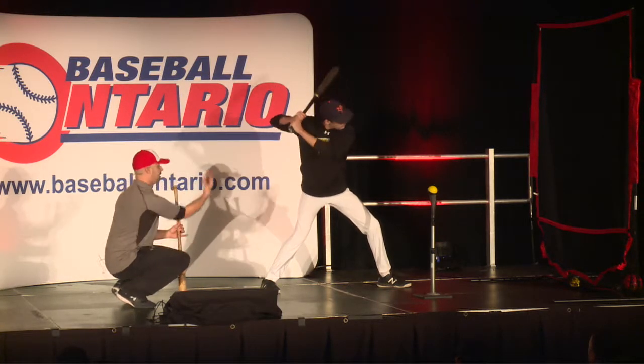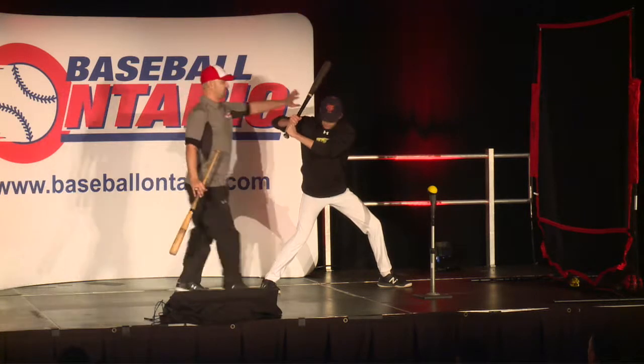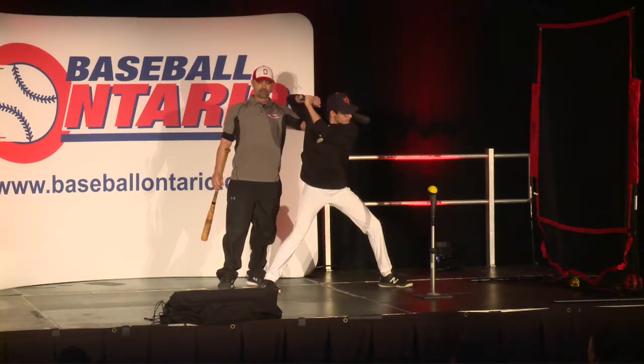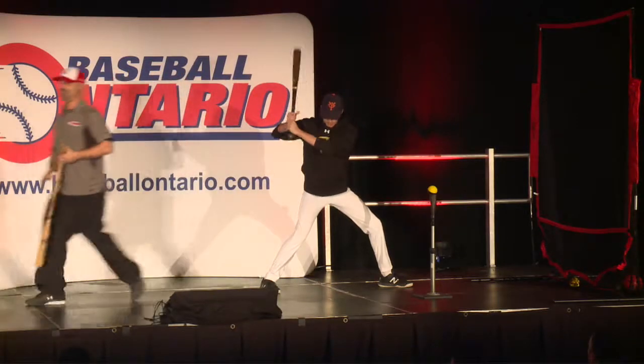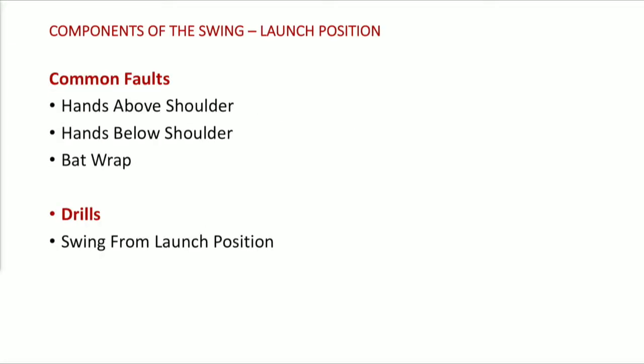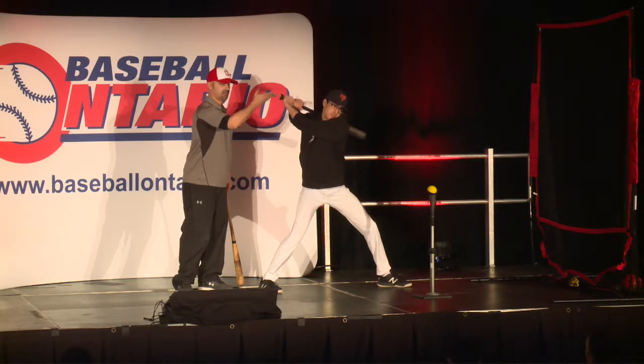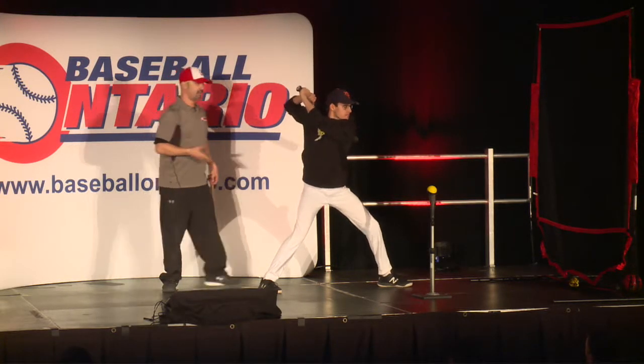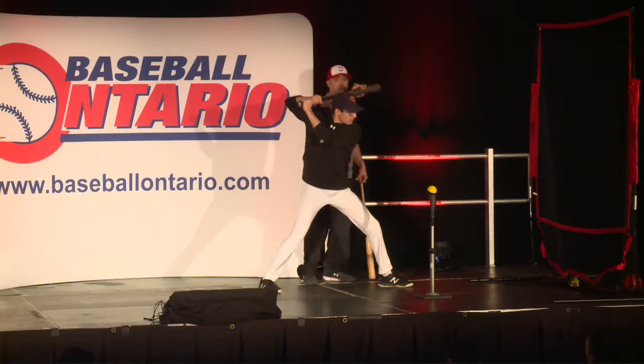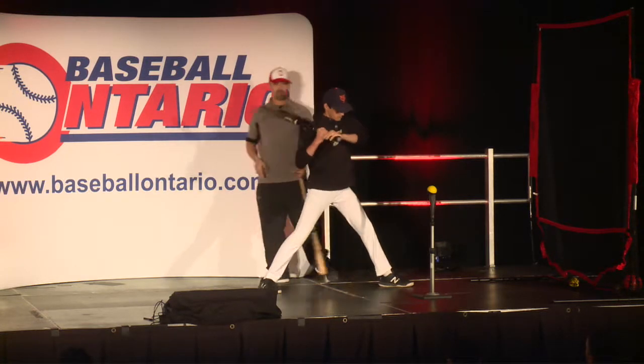So how's the catcher? Knob is right at my feet. Most kids, what they'll do is bat wrap. So common faults in this area. You have the hands above the shoulder. If the hands are above the shoulder, they're going to create too deep or too steep of an angle when they hit the ball. If the hands are too low, obviously, we're susceptible to the higher pitch, and we'll actually create more of a loopy swing. And then the bat wrap, where the bat gets too far around their head. It's just going to take way too long for this barrel to get to the zone.